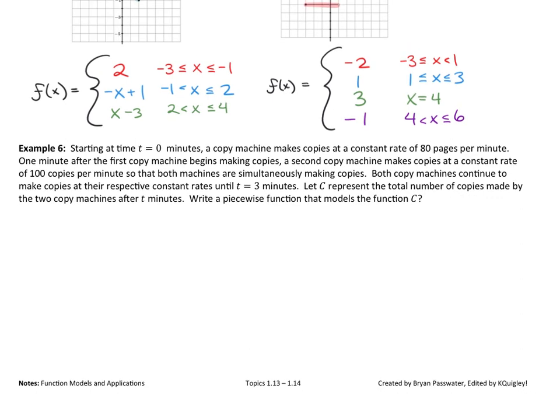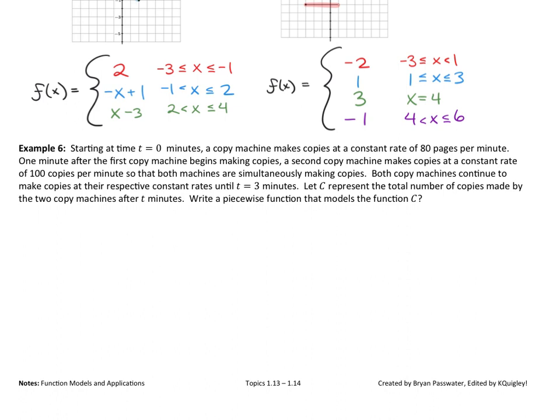It says, starting at time equal to 0 minutes, a copy machine makes copies at a constant rate of 80 pages per minute. 1 minute after the first copy machine begins making copies, a second copy machine makes copies at a constant rate of 80 copies per minute, so that both machines are simultaneously creating copies. Both copy machines continue to make copies at their respective constant rates until t is equal to 3 minutes. Let C represent the total number of copies made by the 2 copy machines after t minutes and write a piecewise function that models the function C.